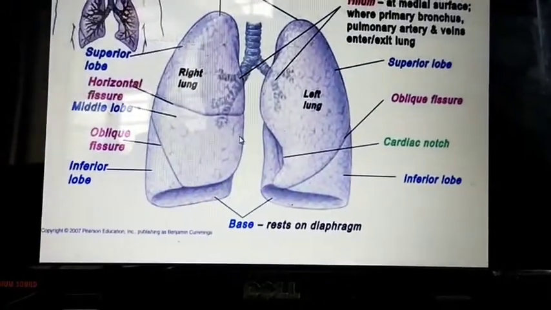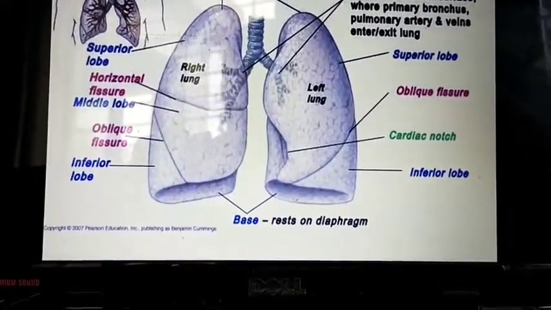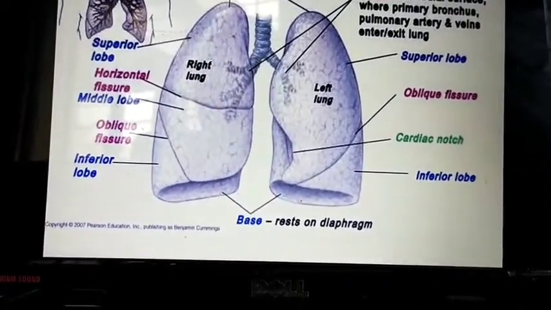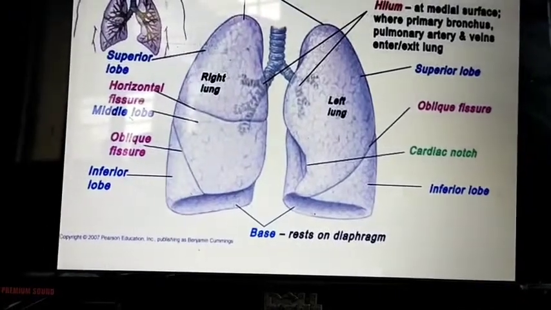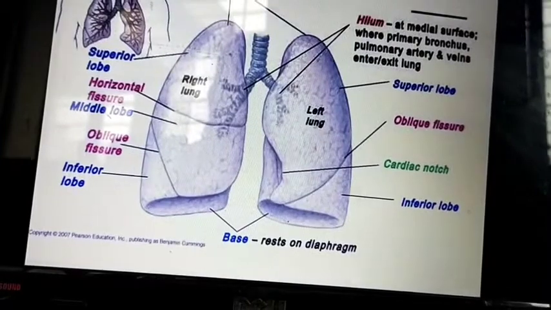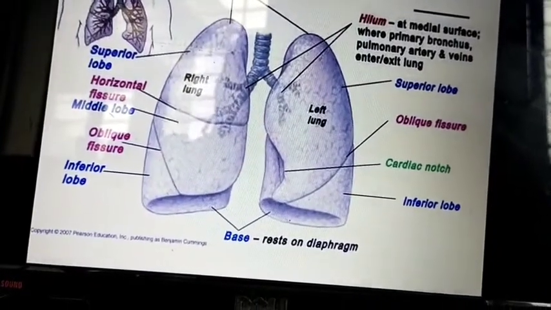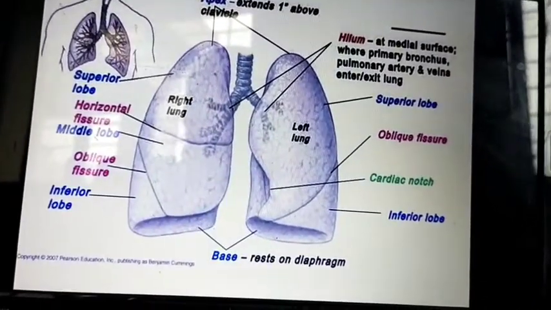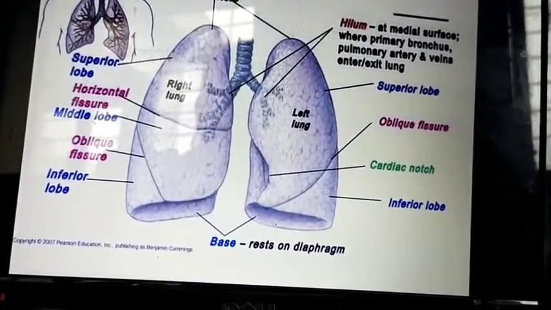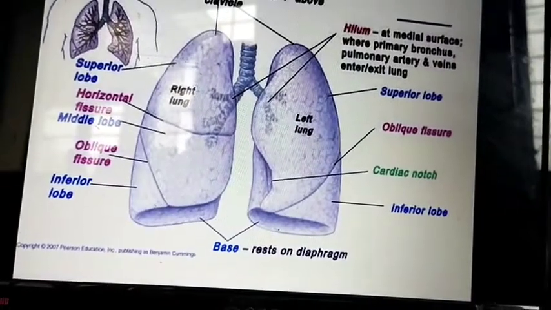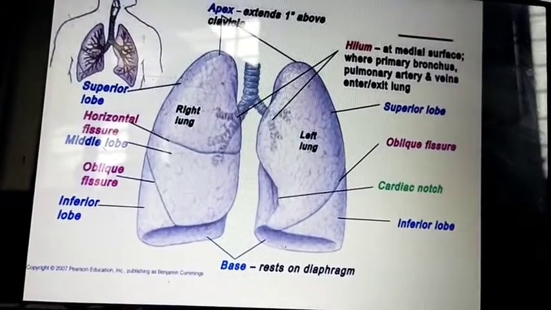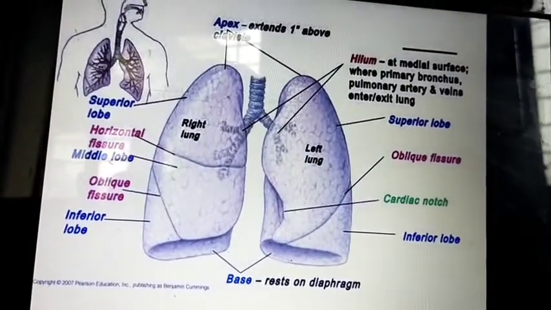What is meant by hilum? Hilum is a space where some structures move towards the inside, and some structures leave or come outside from that structure. That is a hilum. The spleen has a hilum, the lung has a hilum, and the liver has a hilum as well.